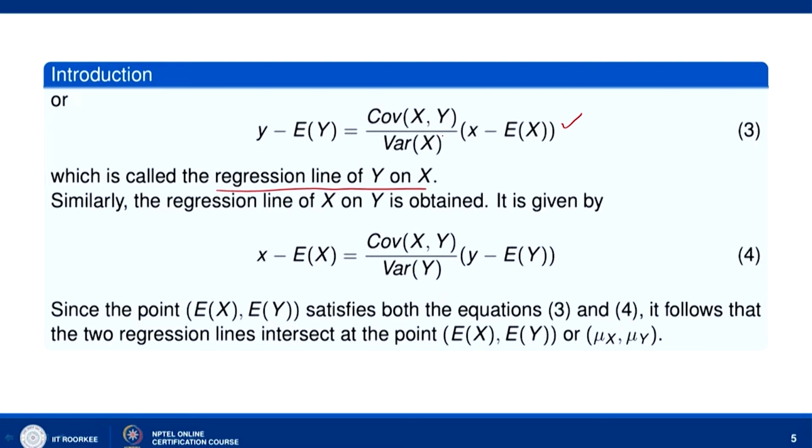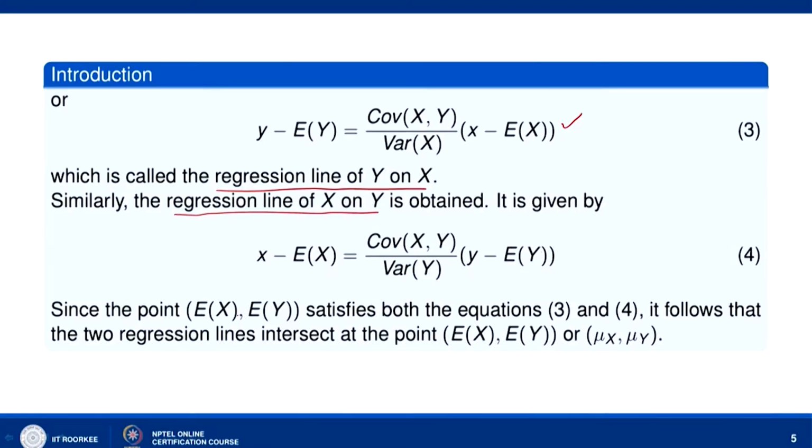So, it is called the regression line of y on x. Similarly, for the regression line of x on y: if you are given the value of y and you want an estimate of the value of x, then we need the regression line of x on y. In a similar manner we can find it. It is given by x minus Ex equal to covariance of x y over variance of y into y minus Ey.